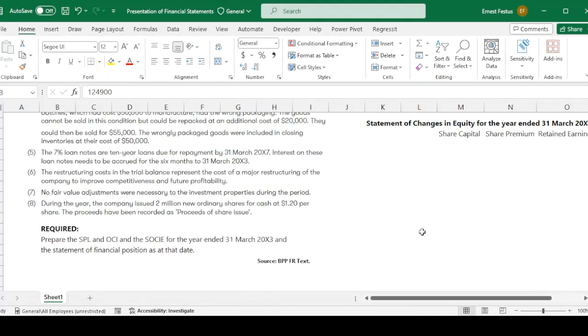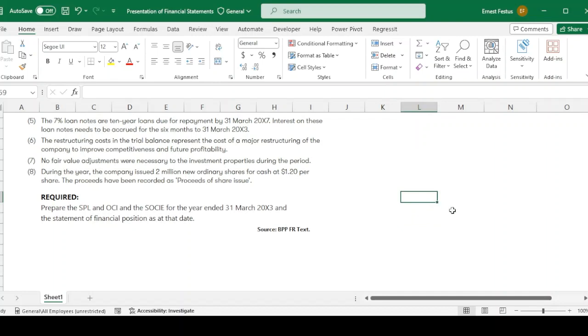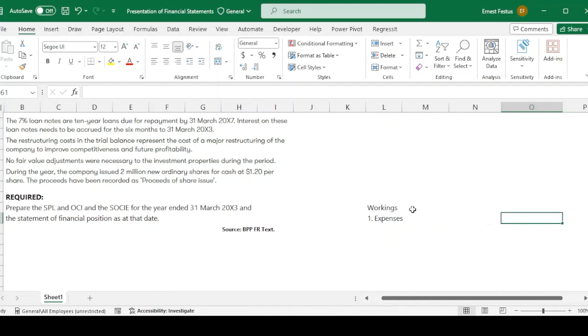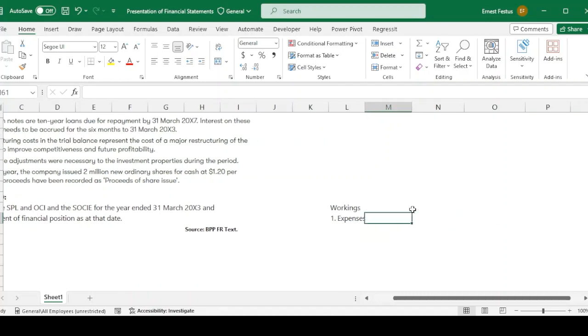So what we can do here is that we come here and then we write workings. Workings is always part of the work, so you always have workings. The first one is we are just going to write expenses, and I'm going to do it in a columnar form. So my first expense item is cost of sales, which I shorten as COS.